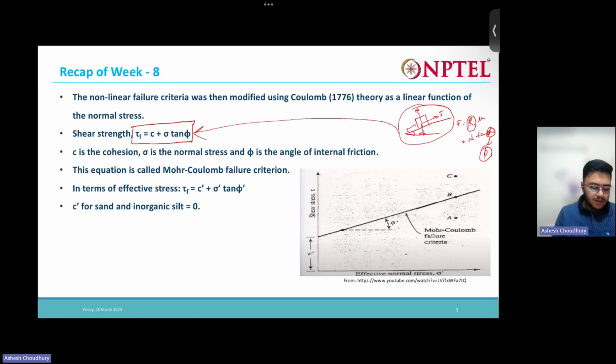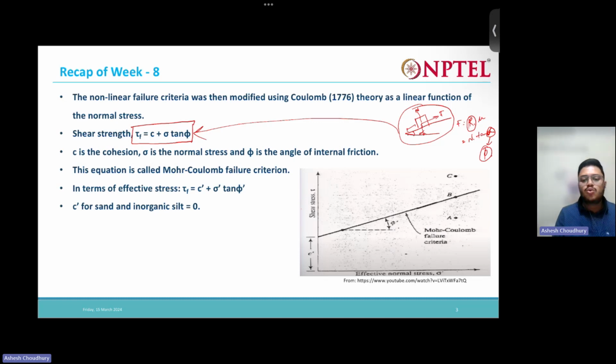So we studied the concept of effective stress, right? So effective stress is what? Total stress minus the pore water pressure. So in terms of effective stress, this failure theory can be written as: at failure the shear stress is equal to c prime plus sigma prime tan phi prime. Okay, and c prime for standard normally consolidated silt is 0. There is no cohesion, that means.